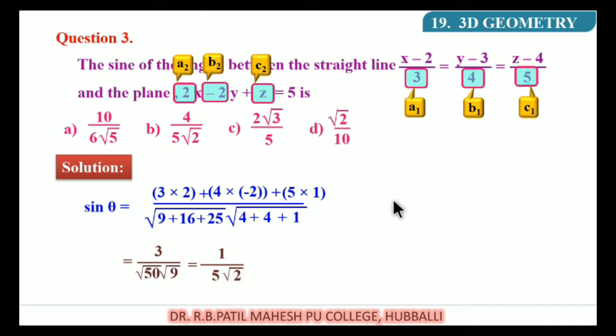By rationalization of the denominator, we multiply and divide by square root of 2, so we have square root of 2 divided by 5 into square root of 2 into square root of 2, that is 5 into 2, so we have 10 in the denominator. So the right option will be D, that is square root of 2 divided by 10. So this is the sine of the angle between the straight line and the plane.